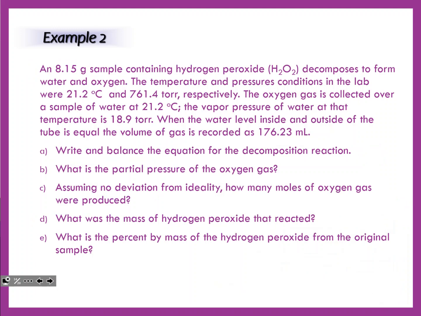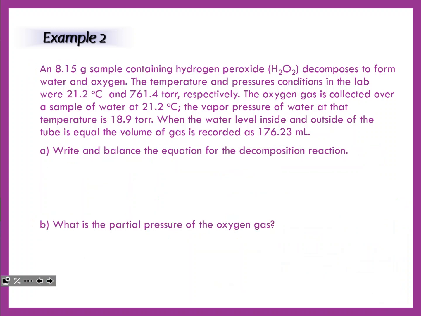All right, now we're going to approach this problem of how to do stoichiometry with the ideal gas law and collecting it over water. First things first, we need to write out the balanced equation for the decomposition reaction. It tells us that hydrogen peroxide is decomposing into what? Water and oxygen. So let's do that. H2O2 decomposing into H2O and oxygen, so we need O2 for the oxygen.